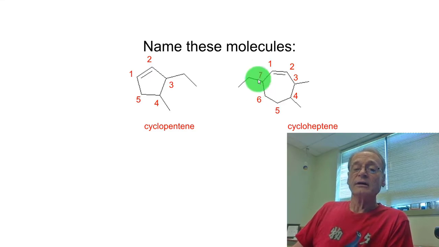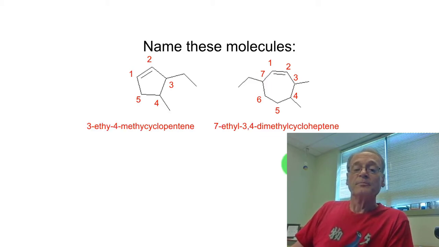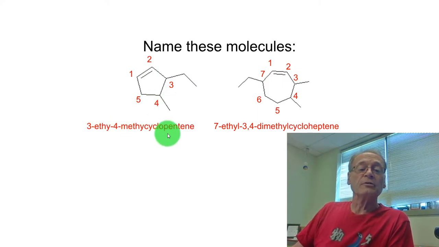Notice one little detail. Even though that's an ethyl group, which comes first in the alphabet, it doesn't have anything to do with the numbering system because we do have a way of distinguishing based on the second branch point, and that's more important than the alphabetical positioning. So this one has an ethyl group at carbon number 3 and a methyl group at carbon number 4. So it's 3-ethyl-4-methylcyclopentene. And this has a methyl group at carbon number 3, a methyl group at carbon number 4, and an ethyl group at carbon number 7. So it's 7-ethyl-3,4-dimethylcycloheptene.